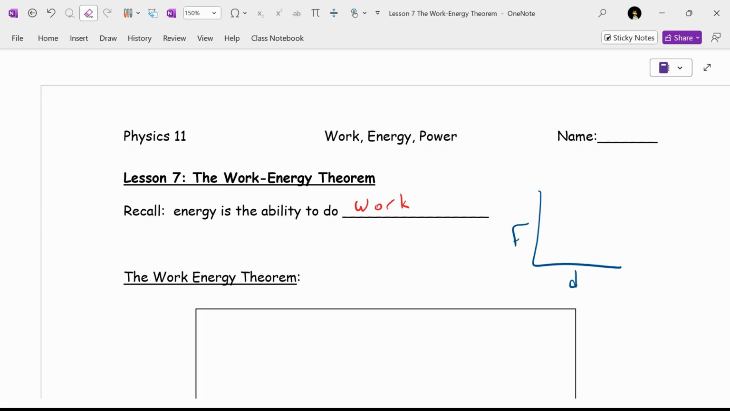Work is also the area underneath a force versus distance graph. I've talked about that. I've made an executive decision because we're pressed for time. I'm not going to assess you on that, Hudson Cole. It won't show up on a quiz. It will show up next year on your test if you take Physics 12.